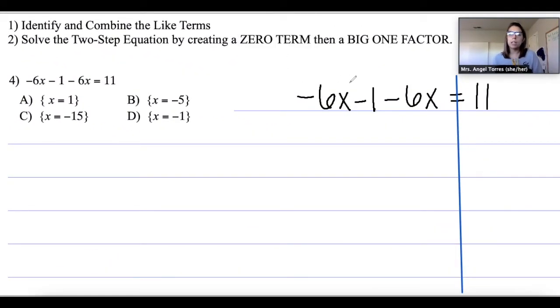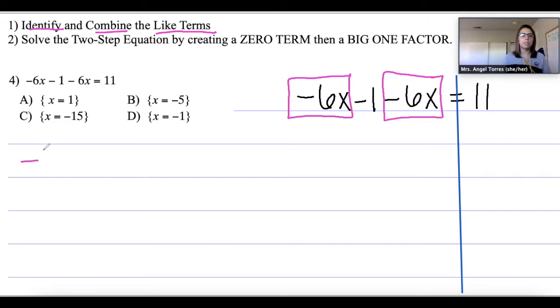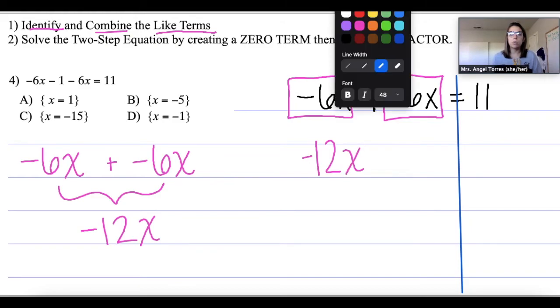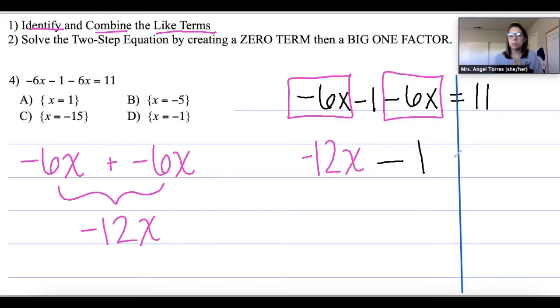Okay, step 1, identify and combine the like terms. So on the left side, we have a negative 6x, a negative 1, which is a constant, so we're not going to combine it, and another negative 6x. So to combine means to add those two terms together. Negative 6x's plus negative 6x's combines for a total of negative 12x's. So these end up as negative 12x. And don't forget to bring down your constant and the rest of the equation. So step 1 is done.